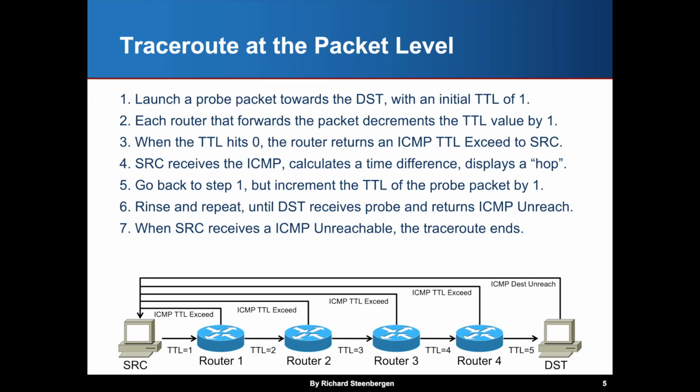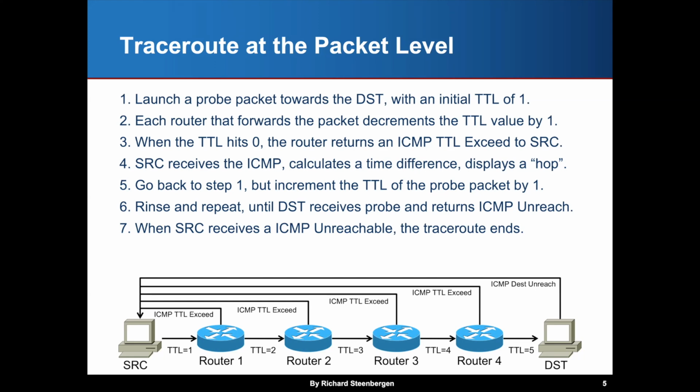So that source receives that ICMP message, and now it calculates a time difference. So it says, I sent this one out at this microsecond, and I received the reply at this microsecond, and here's what we think the total time difference is. And it displays that value as a hop and a probe. So then we go back to step 1. Now we increment. So we launch with a TTL of 2.